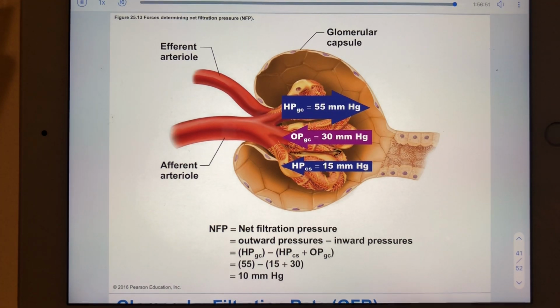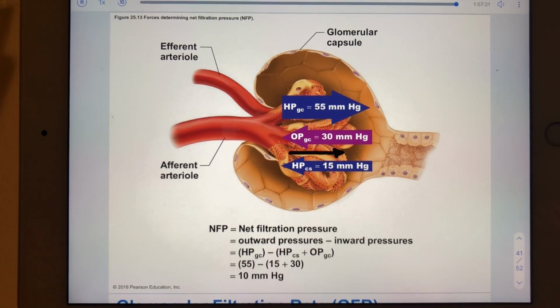There's an arrow, right, that's missing. Why is it missing? Because it's 0 anyway. The osmotic pressure applied by solutes in the capsular space is negligible. We treat it as 0 anyway. So that's kind of nice to just not worry about it.